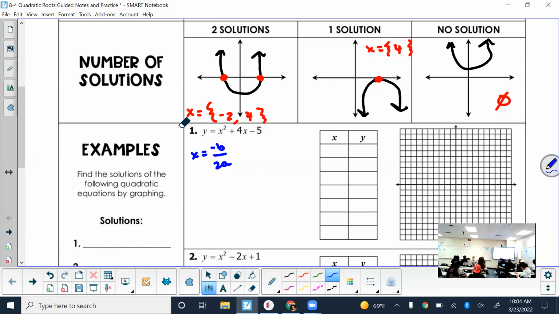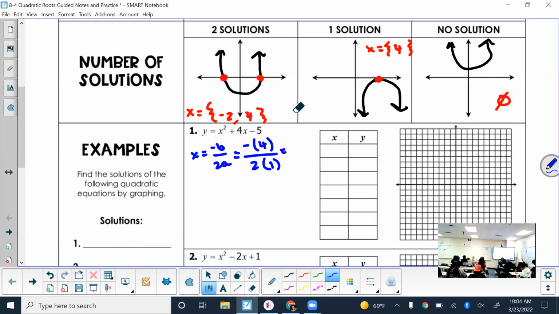Remember, negative b over 2a. What number is in the b position? 4. Use parentheses when you plug stuff in. So far I have a negative 4 because it's supposed to be negative b, over 2 times a. What number is in the a position? 1 is correct.